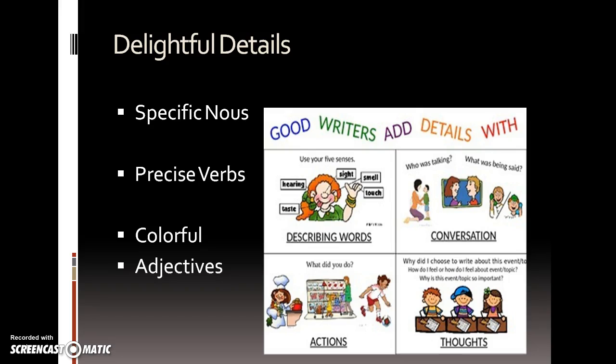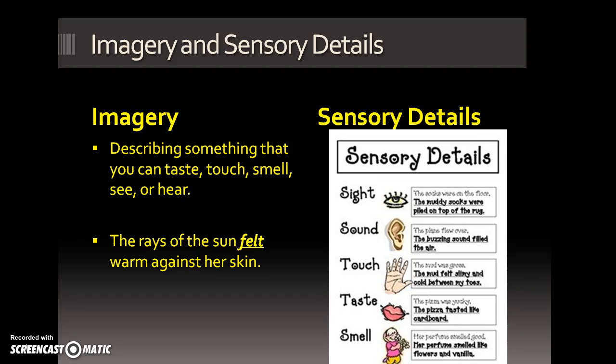So today we're going to talk about 3 specific strategies that you can use to show, not tell. The first one is what I like to call delightful details. In delightful details, you're going to use specific nouns, precise verbs, and colorful adjectives to describe the situation. Show, not tell. Give the actions very specifically. Give the conversation. Add some dialogue. Give descriptive words, adjectives. Describe your nouns. And also maybe give the characters' thoughts. That's one way that you can show, not tell.